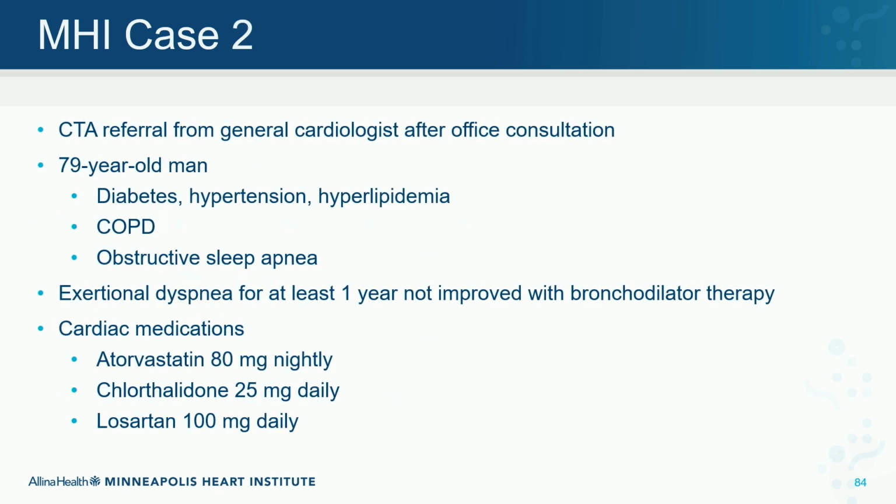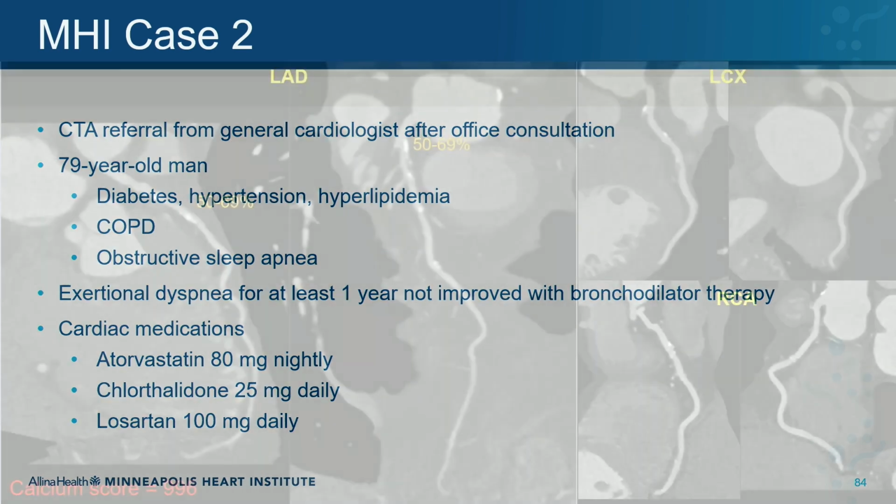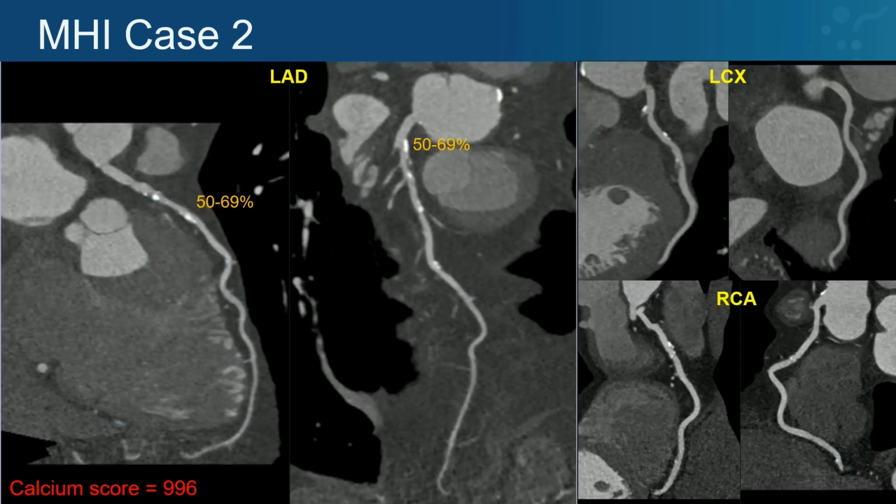Second patient, 79-year-old man with the risk factors there. He's got chronic obstructive lung disease. He's been out of breath more than usual for a year, and has just not improved with bronchodilator therapy, and there are his cardiac medicines you see. He's referred for coronary CTA, and there are a couple of CAD-RADS 3 lesions in his LAD.